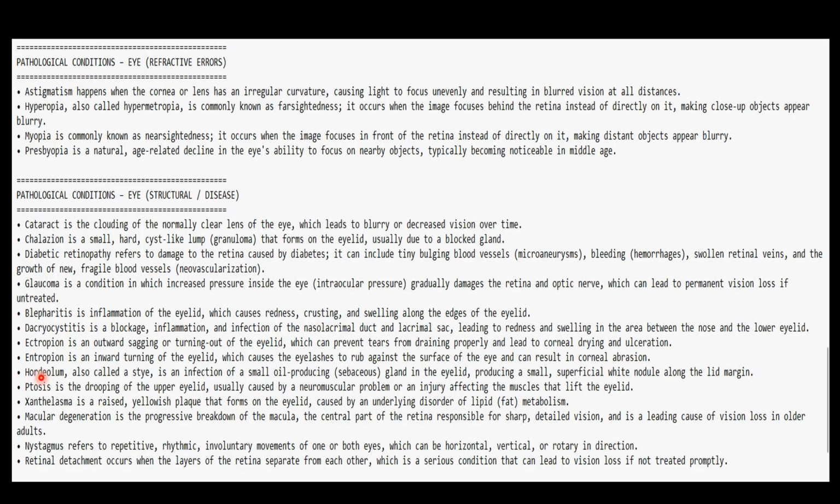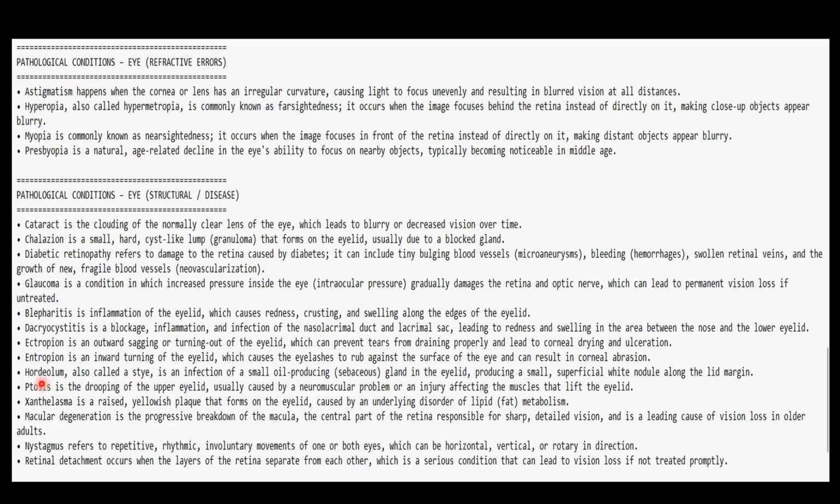Opposite of it we have entropion, which is inward turning of the eyelid, which causes the eyelashes to rub against the surface of the eye and can cause corneal abrasion. Clear? So just remember these important terms. Okay, and don't worry if you are not able to learn it immediately, it's fine, in time you will remember it.